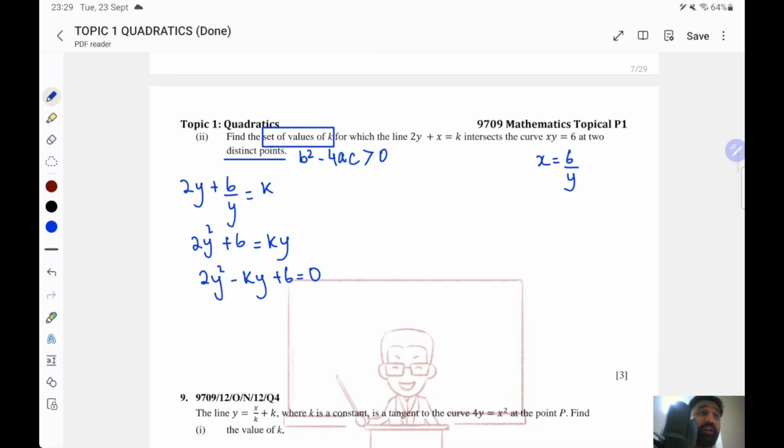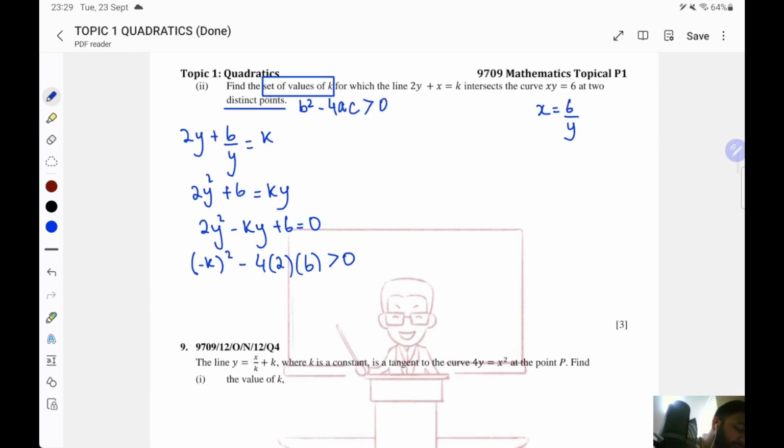Now we know that the line and the curve have two distinct points, which means that b square minus 4ac will be greater than 0. So the value of b is minus k, whole square, minus 4 times 2 times 6, greater than 0. Now if I simplify, it will be k square minus 48 greater than 0. Remember, if I take the 48 to the other side, it is an inequality.